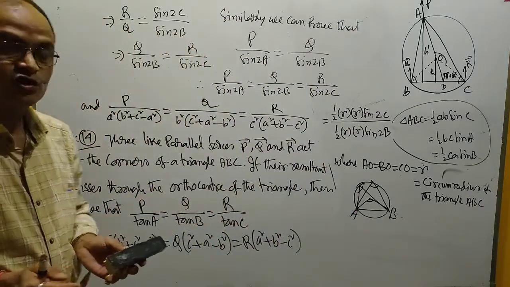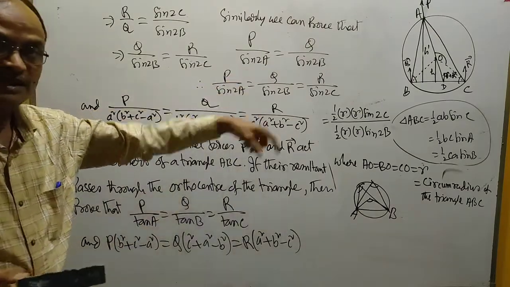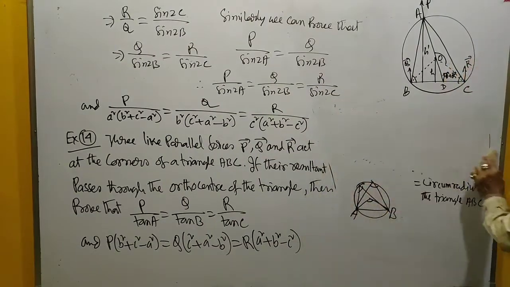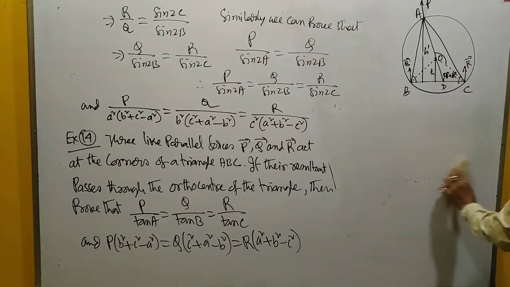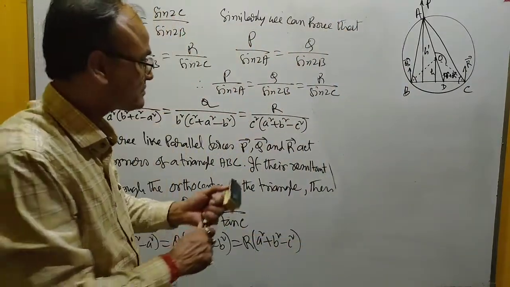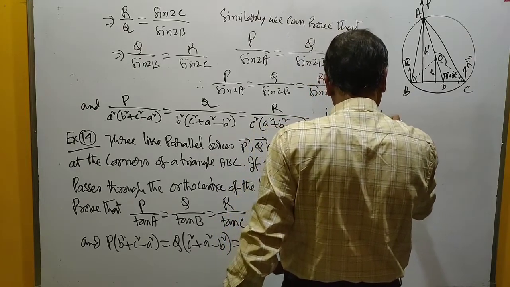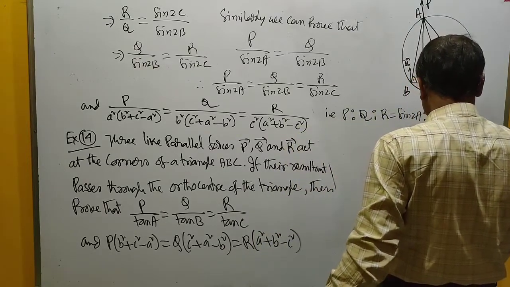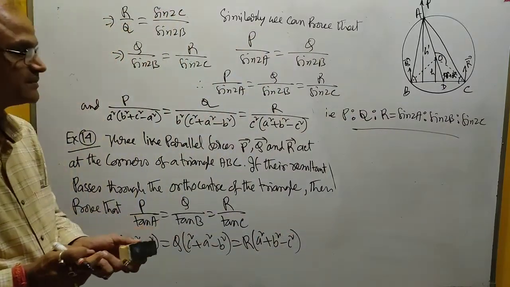If the resultant passes through the circumcenter of the triangle, then p by sine twice A equal to q by sine twice B equal to r by sine twice C. Some simple application of geometry which you have already got at high school level. That is, p is to q is to r equal to sine twice A is to sine twice B is to sine twice C. It is very easy.